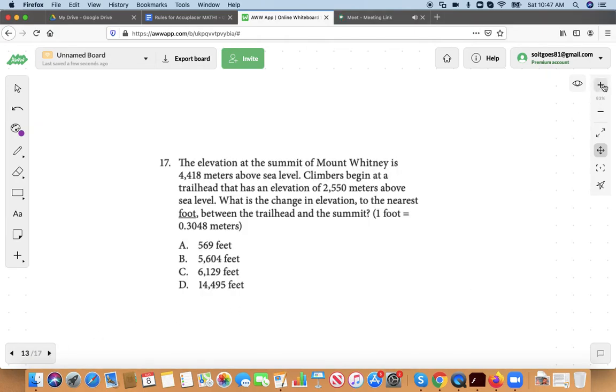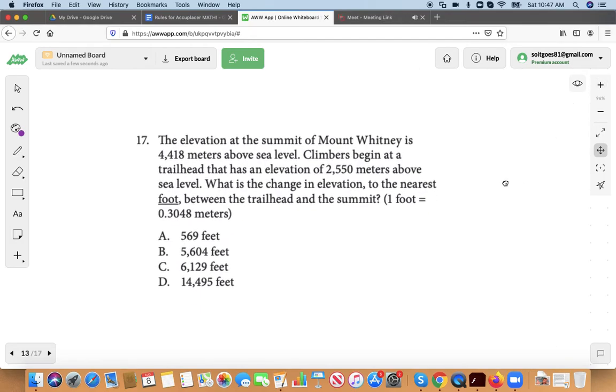17. Line prep. The elevation at the summit of Mount Whitney is 4,418 meters above sea level. Climbers begin at a trailhead that has an elevation of 2,550 meters above sea level. What is the change in elevation, to the nearest foot, between the trailhead and the summit? 1 foot equals 0.3048 meters.